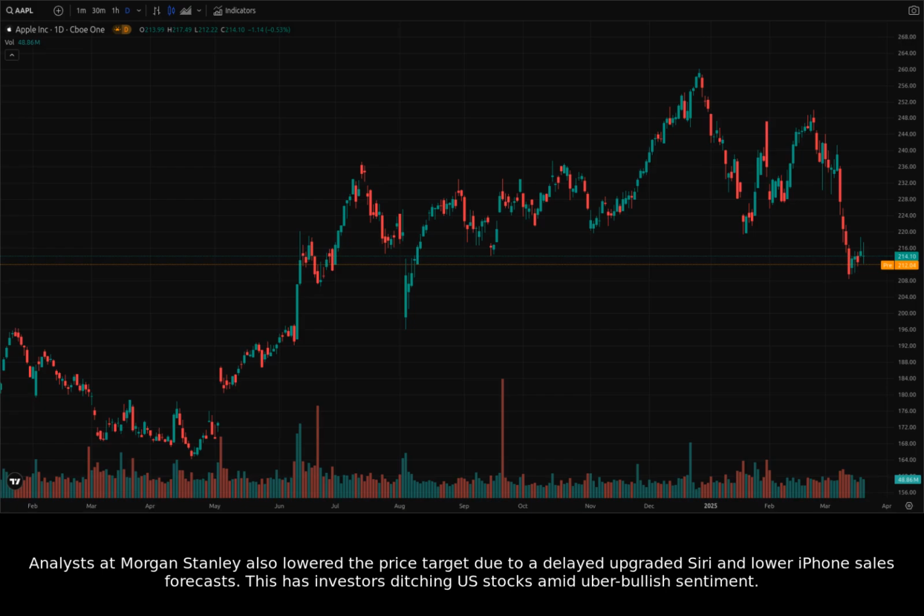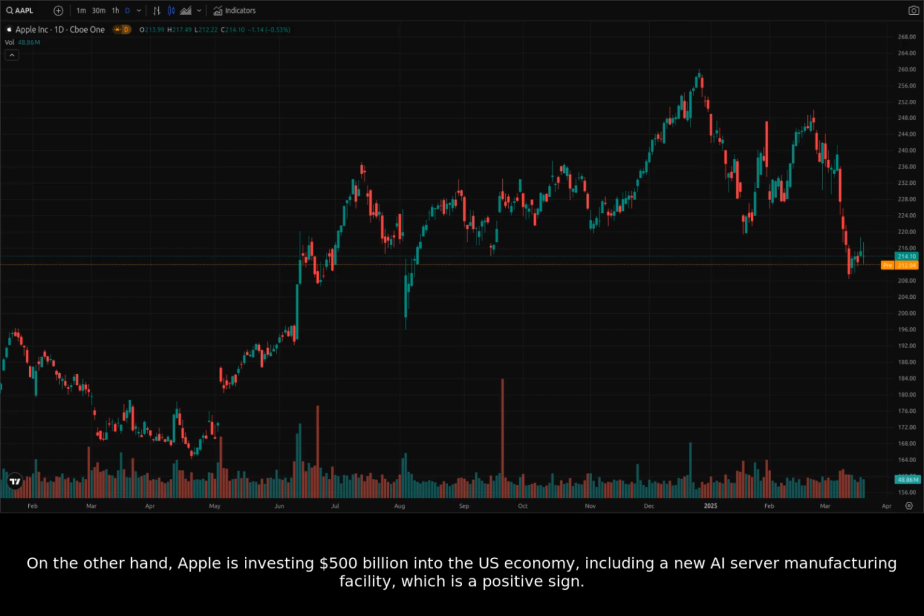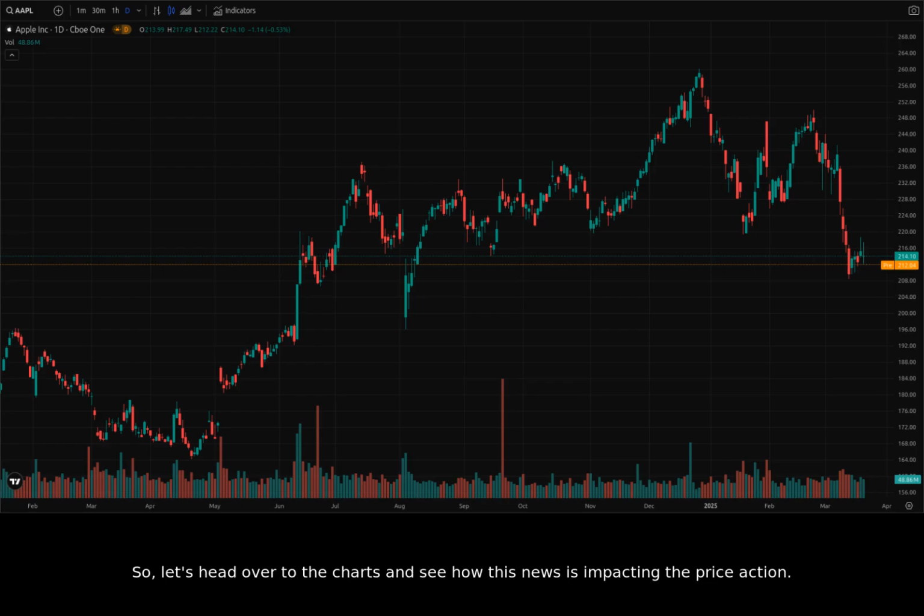This has investors ditching U.S. stocks amid uber-bearish sentiment. The DOJ challenging Google's payments to Apple could also impact revenue. On the other hand, Apple is investing $500 billion into the U.S. economy, including a new AI server manufacturing facility, which is a positive sign. So, let's head over to the charts and see how this news is impacting the price action.